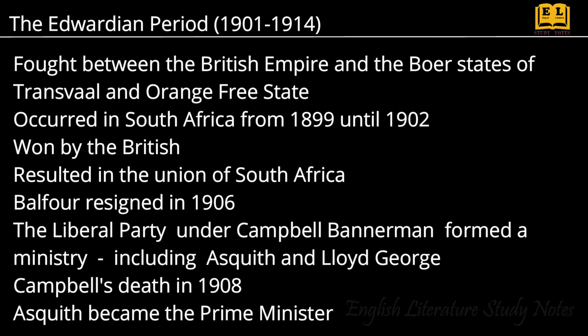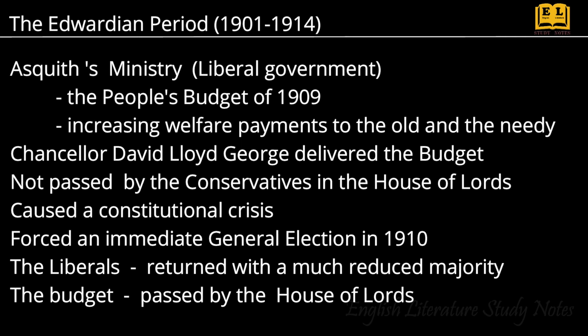Balfour resigned in 1906. The Liberal Party under Campbell Bannerman formed a ministry including remarkable men like Asquith and Lloyd George. They passed a number of useful reforms. On Campbell's death in 1908, Asquith became the Prime Minister. The most interesting event in Asquith's ministry was the People's Budget of 1909. It was an attempt to redistribute wealth by increasing welfare payments to the old and the needy. Chancellor David Lloyd George delivered the budget.